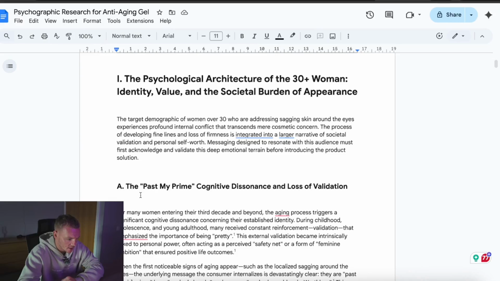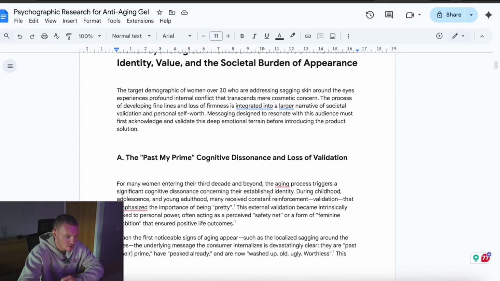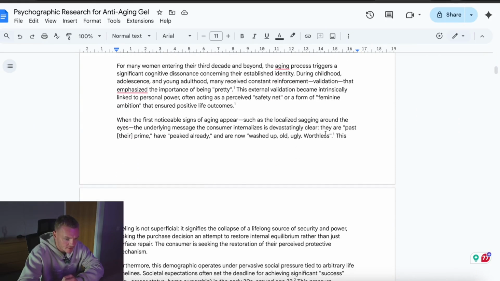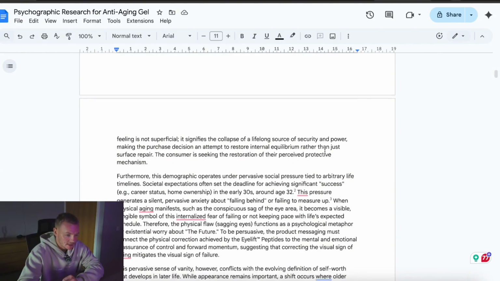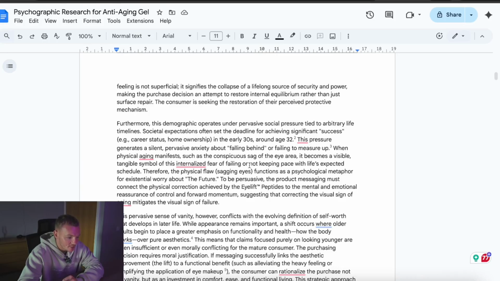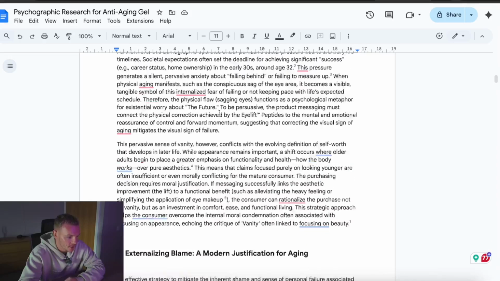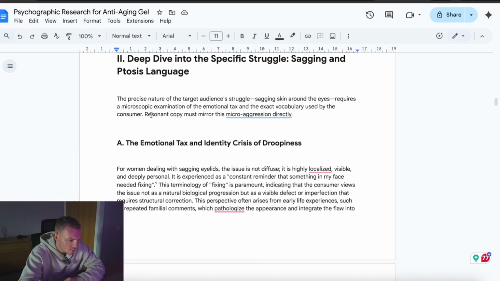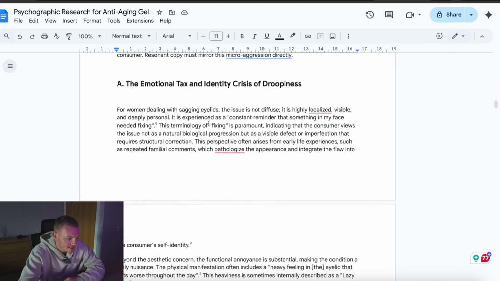So let's go for A. The past my prime, cognitive dissonance and loss of validation. For many women entering their third decade and beyond, the aging process is triggering a significant cognitive dissonance concerning their established identity. During childhood, adolescence and young adulthood, many received constant reinforcement and validation of the importance of being pretty. Here's the negative: they are past their prime, have peaked already, and are now washed up, old, ugly, and worthless. Well, that's colourful language. Not sure that we'd use some of that in the ads, but we're understanding who this customer is at their core. So let's pull out some of the deep dive into the specific struggle, sagging and ptosis language. Ptosis? Aye. Emotional tax and identity crisis.